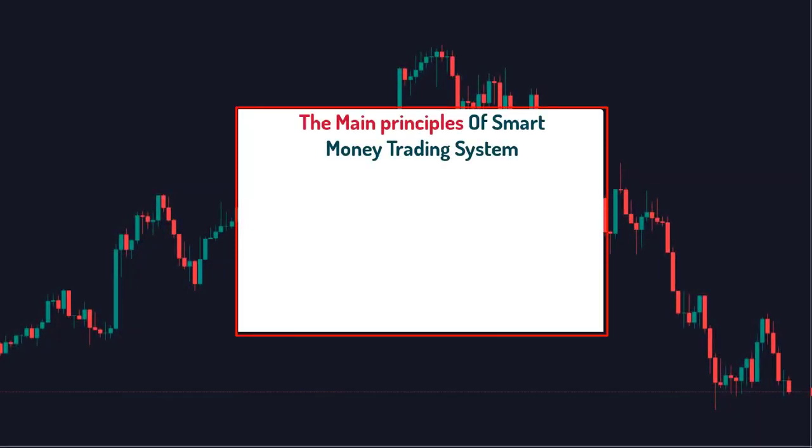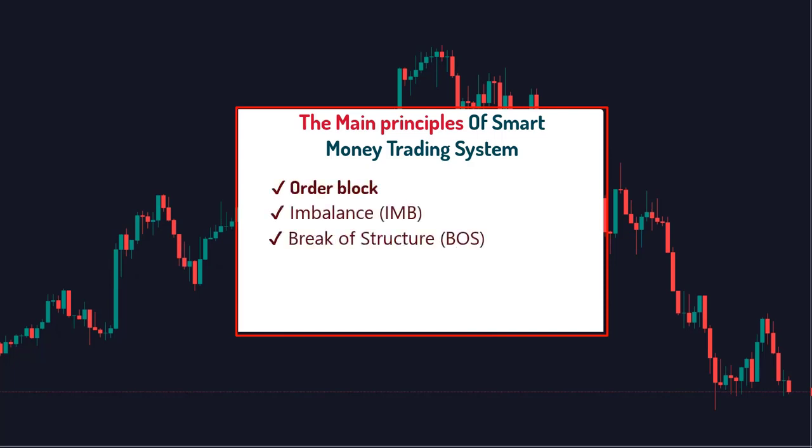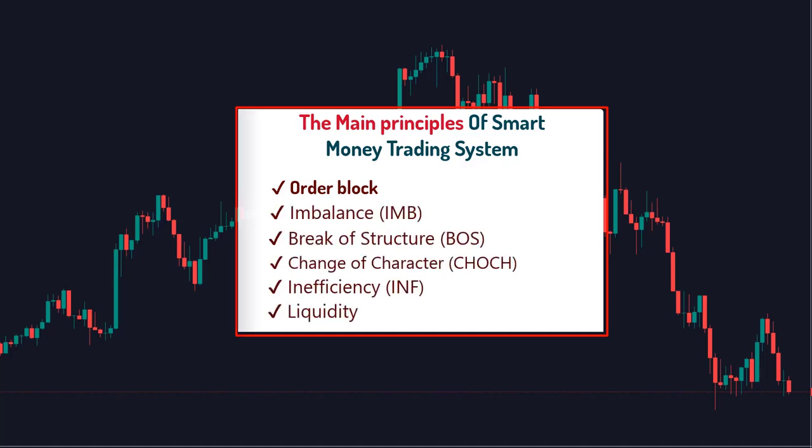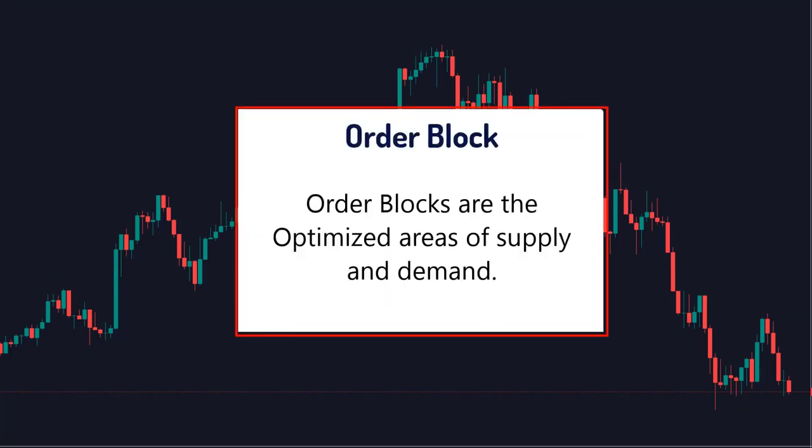So what are the main principles of the smart money trading system that every forex trader needs to know, their definitions, and how to spot them in the market? These principles are order block, imbalance, break of structure, change of character, inefficiency, and liquidity. The first principle is order block.